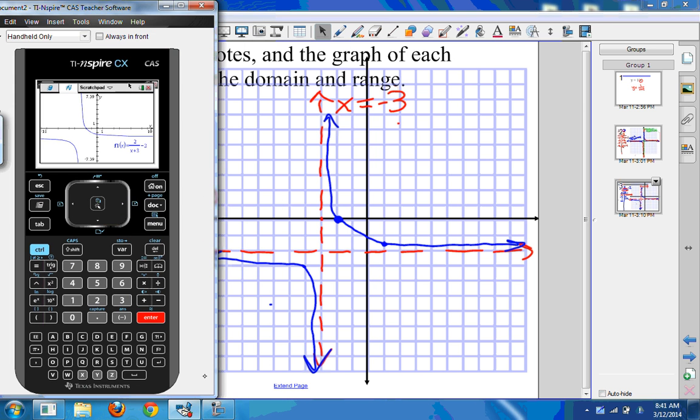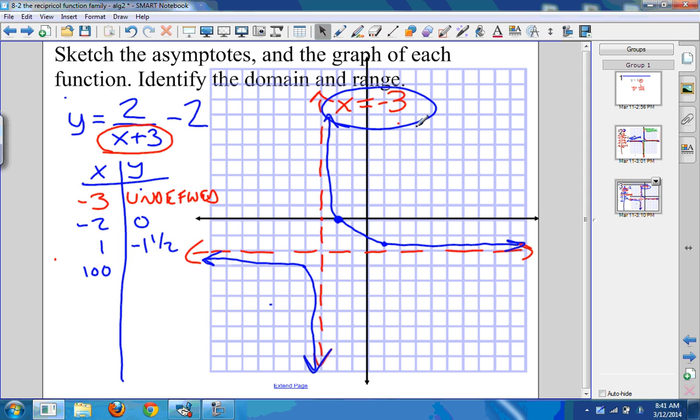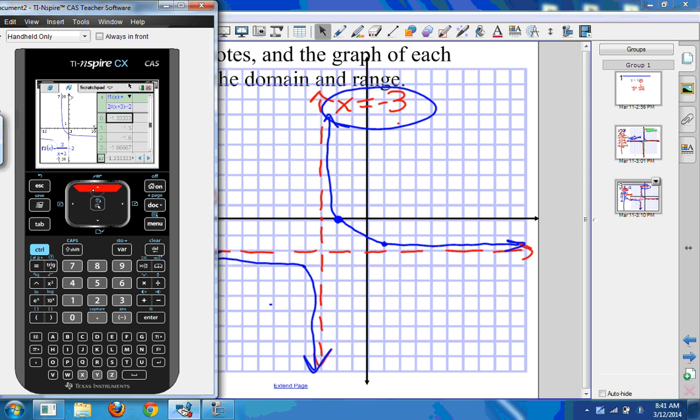One other thing we can check is by looking at the table, Control T. All right, if I go to this x equals negative 3, so I'm going to go up on my table to negative 3, look at that. There's a number sign and a U, and if I go down here it says undefined. So there's definitely an asymptote there. There's no value at negative 3.